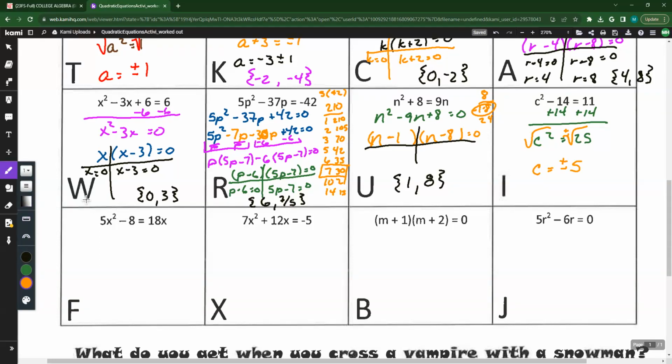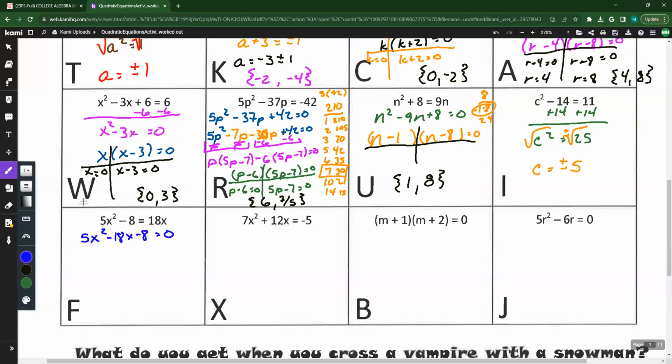All right. And then the last row, one of them's almost done for us. So the last row, we've got a little bit of work for some of these, but it's not terrible. I need to get the 18x over to the rest of it so that I see what I have. 5x squared minus 18x minus 8 equals 0. Yet again, this is one that I might use the quadratic formula with. I also could test on the factoring, which is good practice for us.